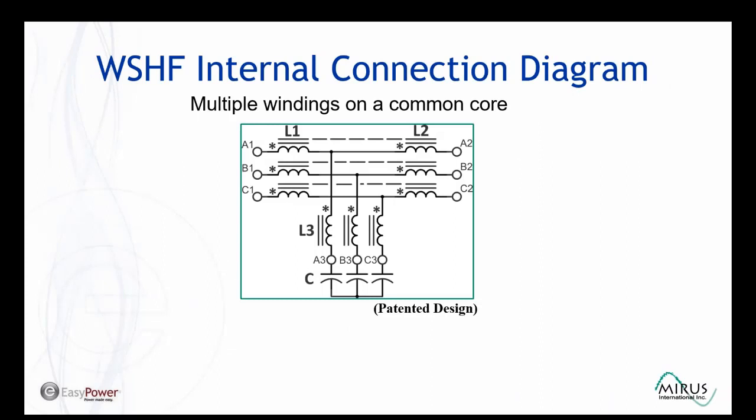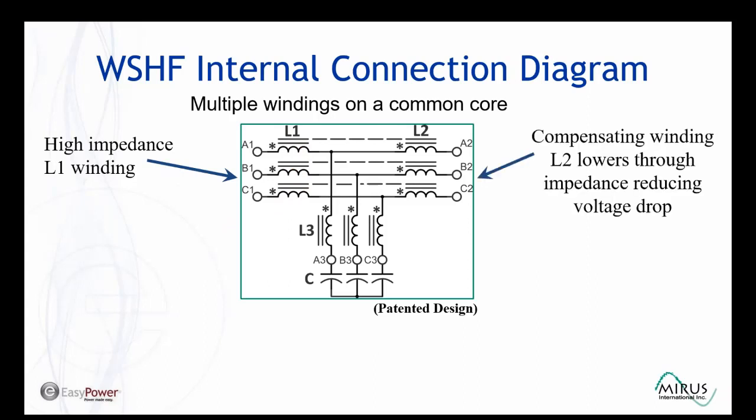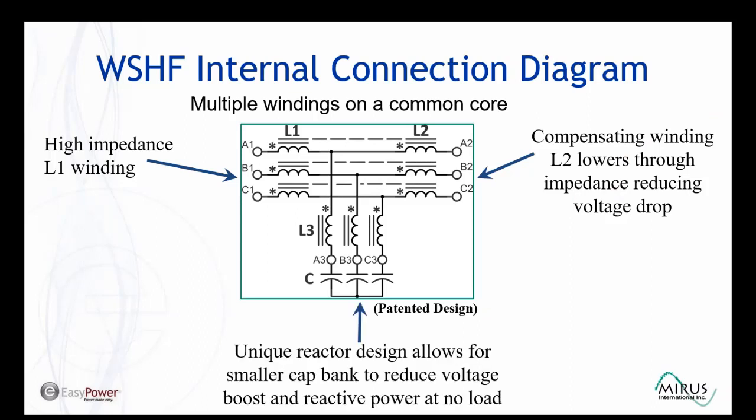We've got multiple windings on a common core. We'll have the 3 windings shown here. On the input side, we have a high impedance winding. That is our L1 winding. On the output side, we have a compensating winding, which reduces the voltage drop and improves the performance of the filter. There's a parallel branch connection that is tuned to a specific harmonic, but it provides broadband or wide spectrum reduction of the harmonics, and is designed to ensure that there's very low capacitive reactance.